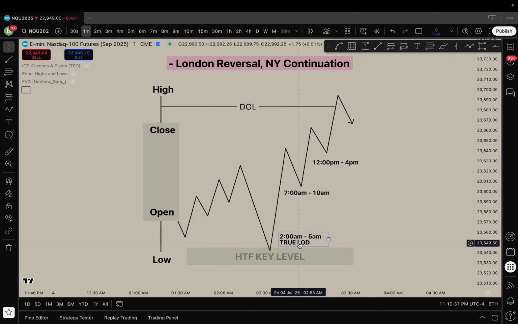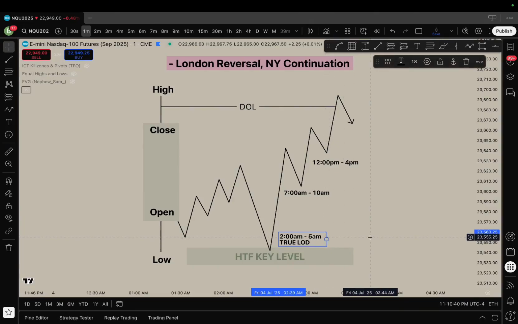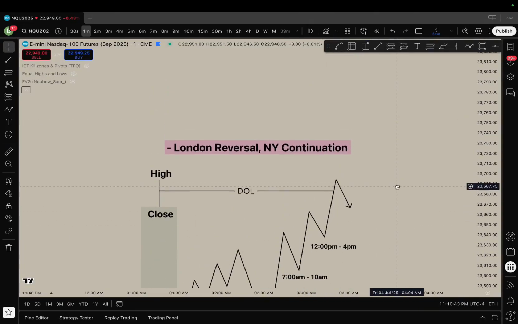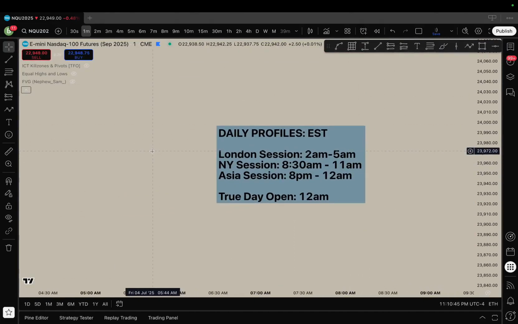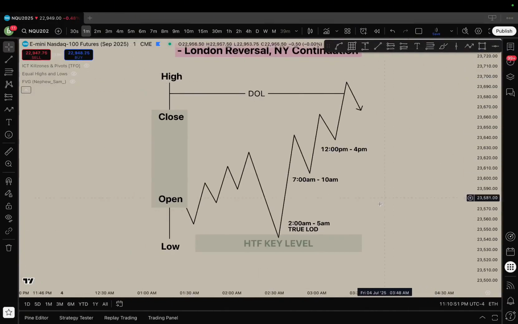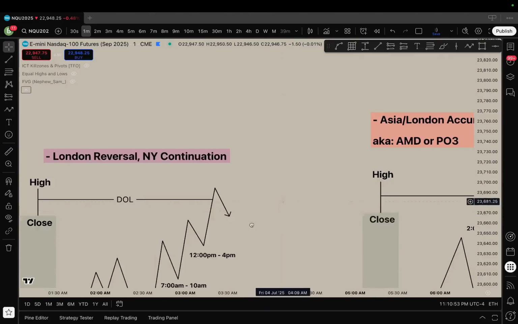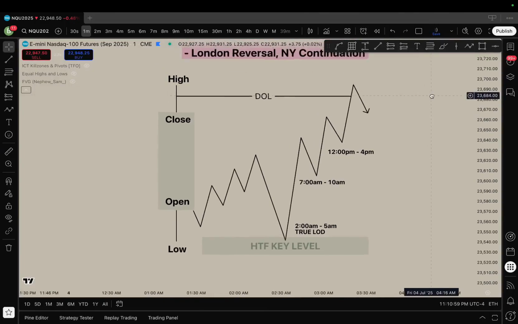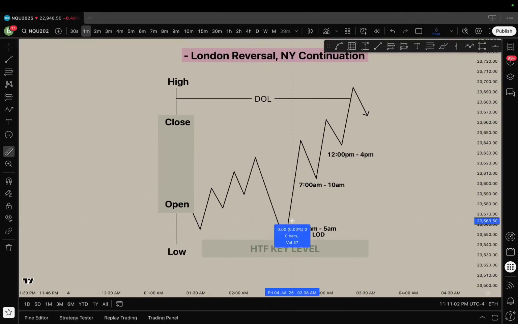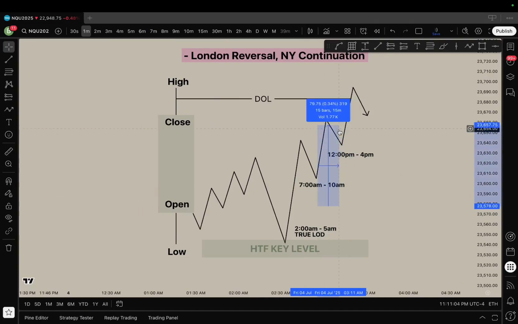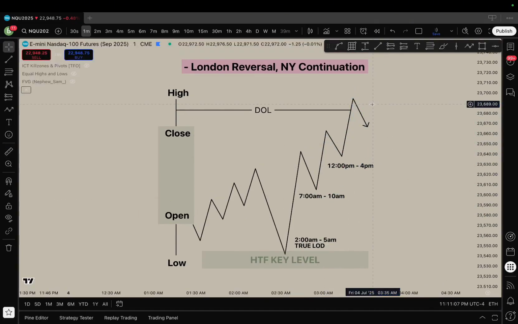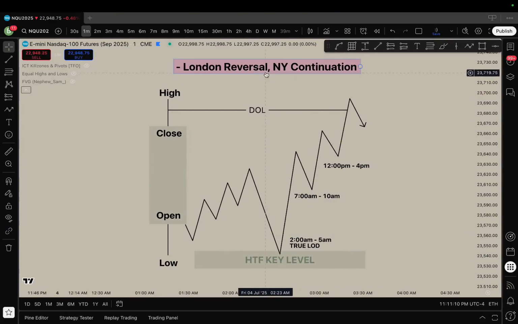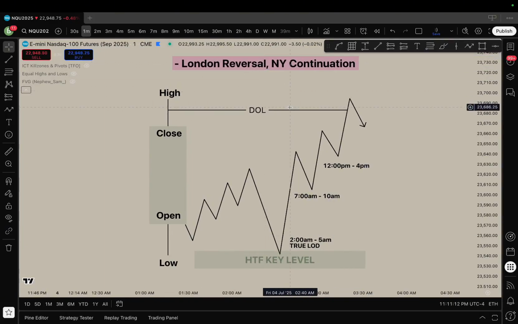Before I get too ahead of myself, I did put 2 a.m. to 5 a.m., but there are going to be times where we will have that manipulation occur during Asia session, which is from 8 p.m. to 12 a.m. So you do want to be paying attention to 8 p.m. to 12 a.m., because there are times where we will have that manipulation during Asia, and then we will have a continuation during London, and then New York will also do the continuation. But it's just more common for London session to have that reversal and the continuation be in New York. It's just more common, so that's why I put it there, okay?